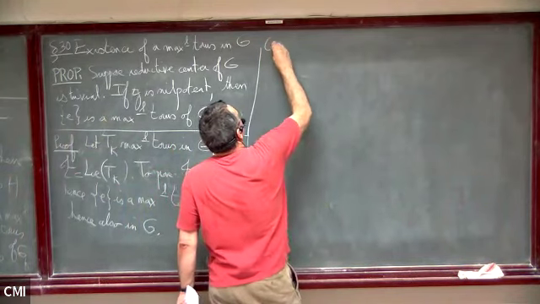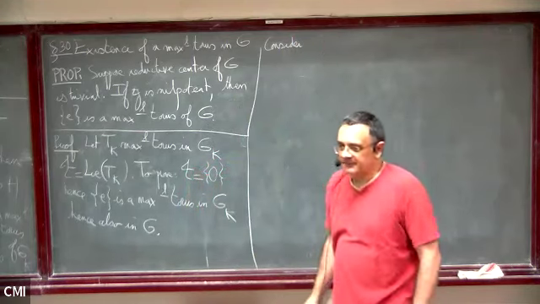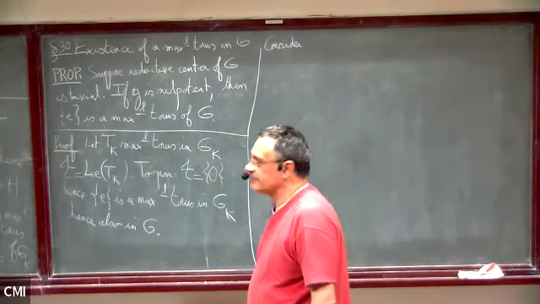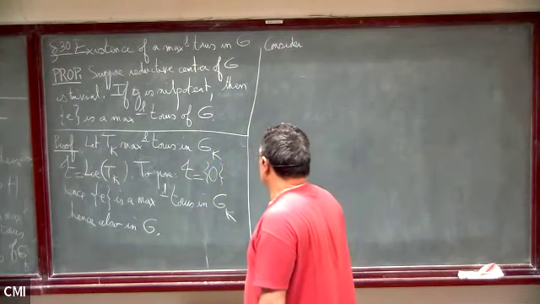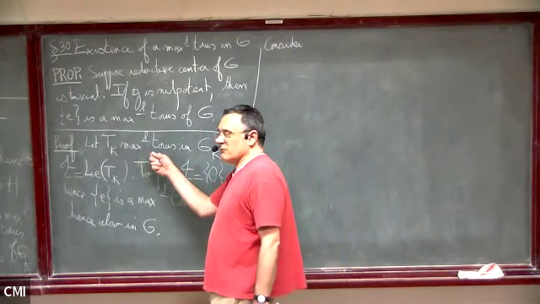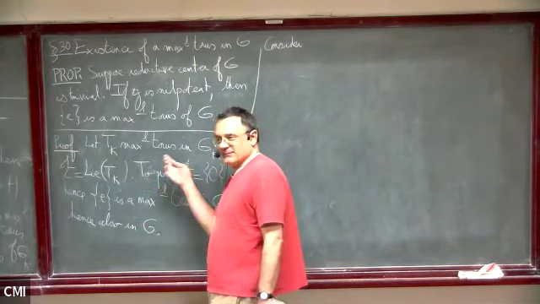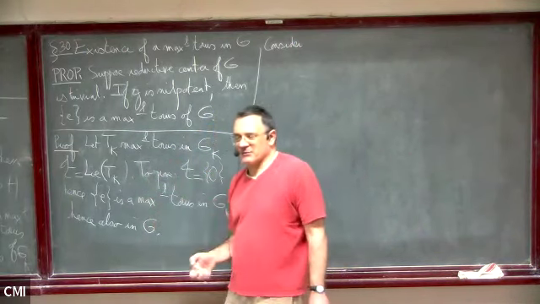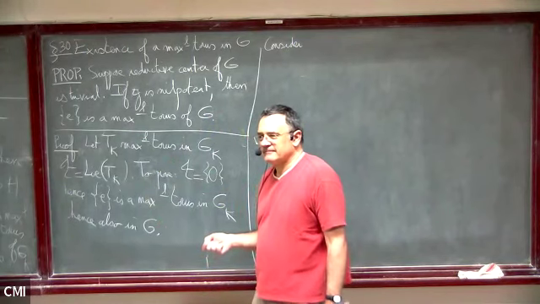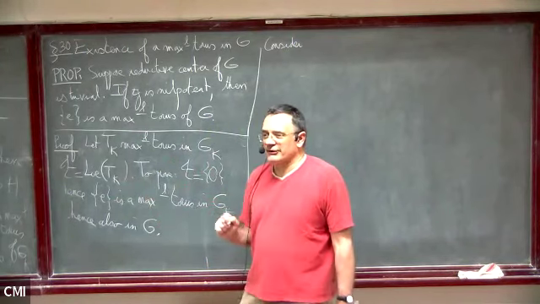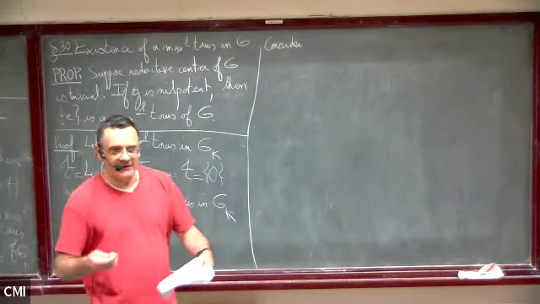So this proves that there are no tori at all, because any torus is contained in a maximal torus. No, but K is algebraically closed. Yeah, K is algebraically closed, and then we use the classical theory.